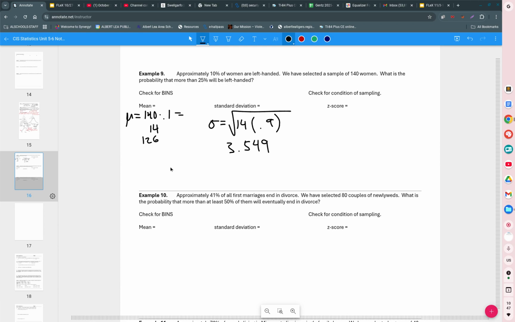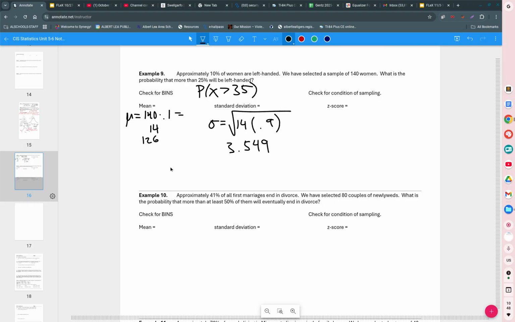Let's go ahead and figure it out. It says, what is the probability that more than 25% will be left-handed? So that's the probability that X is greater than 25%. Well, what's 25% of my 140? So we're running the probability that more than 35 people are going to be left-handed in that group. Okay?